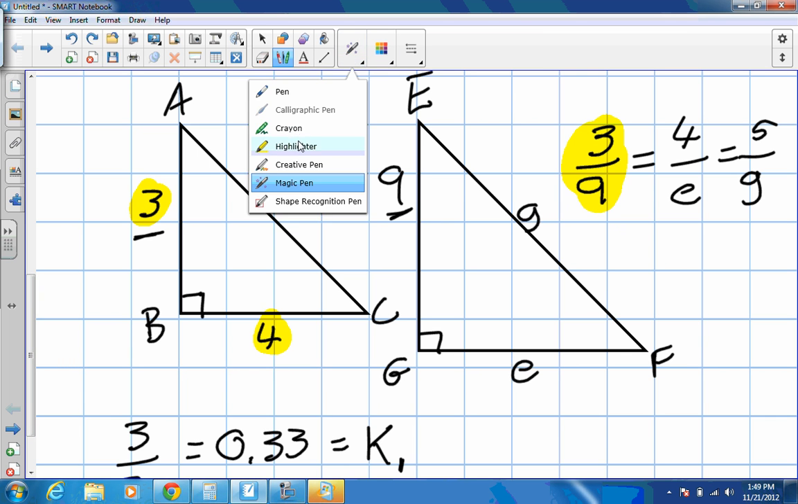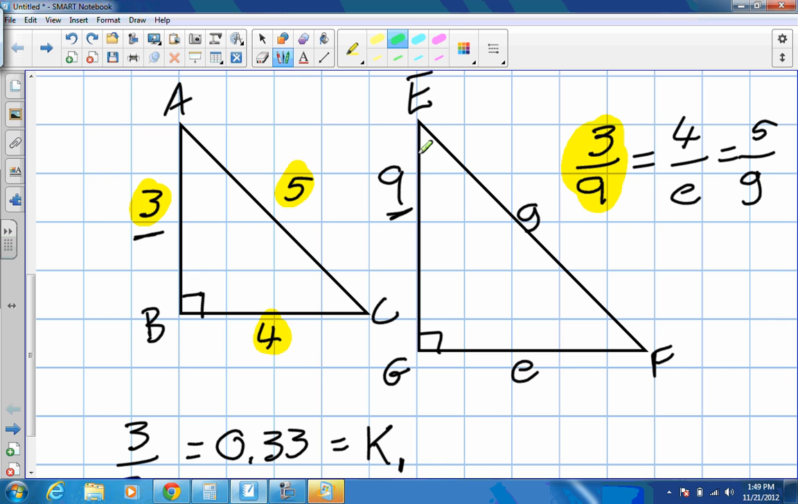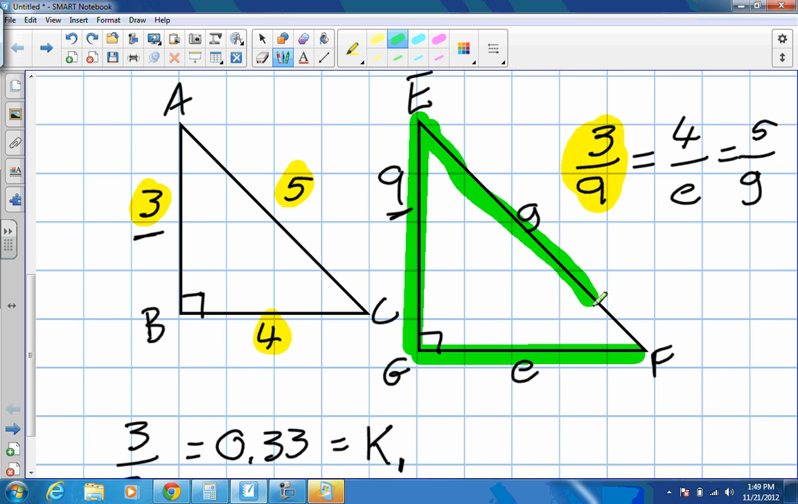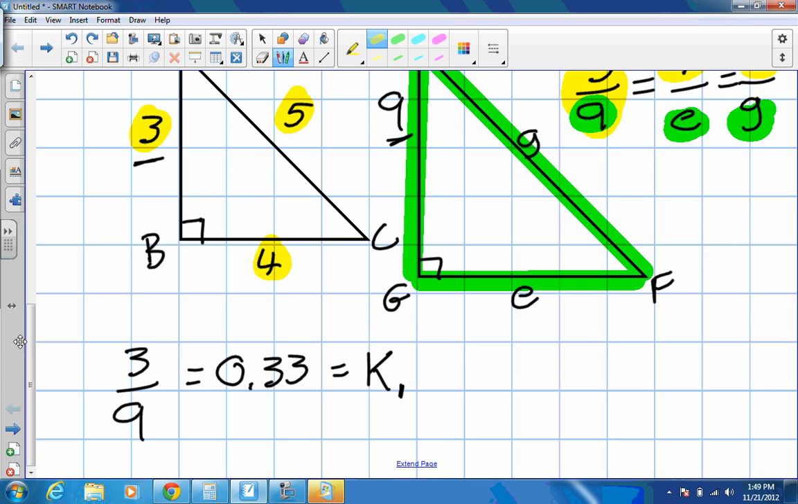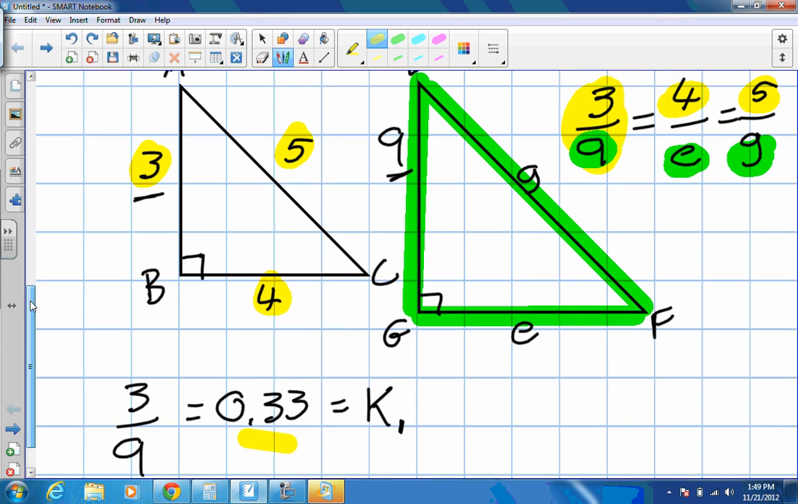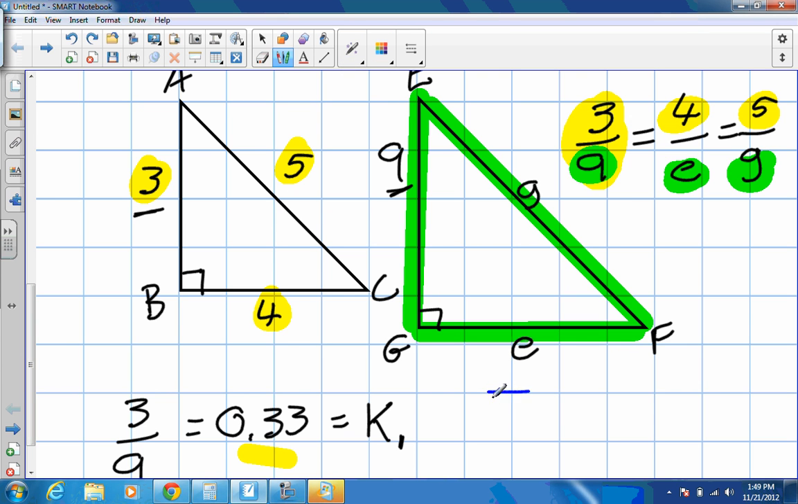And what we mean by that is we've gotten a value. Let's refer to these triangles. This being the larger triangle, and these are the values for the larger triangle, and these are the values for the smaller triangle. Because this value is less than 1, we can now use it to multiply any of the sides of the larger triangle to get to the smaller triangle. So in other words, I can multiply 9 by 0.33, and I'll get 3.